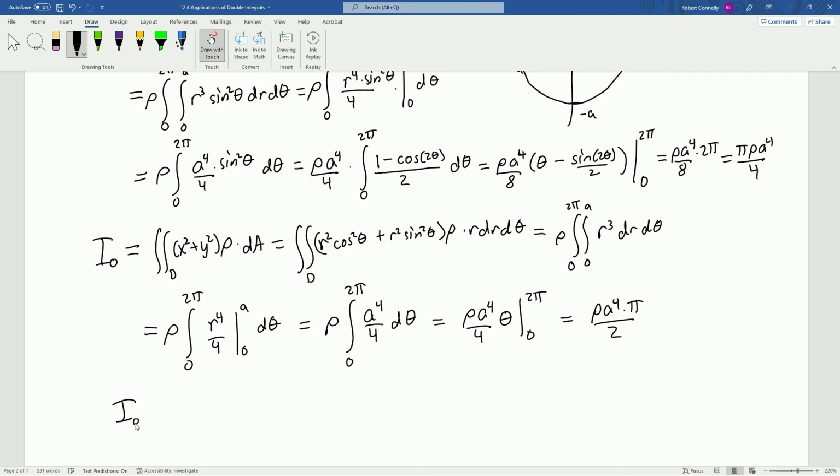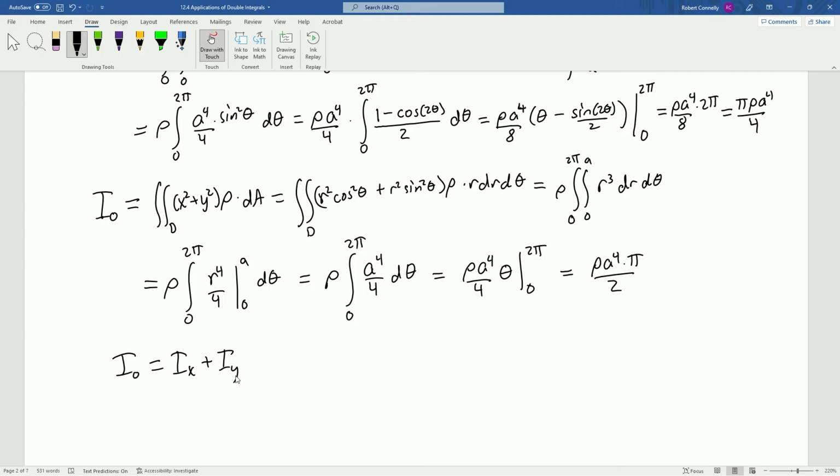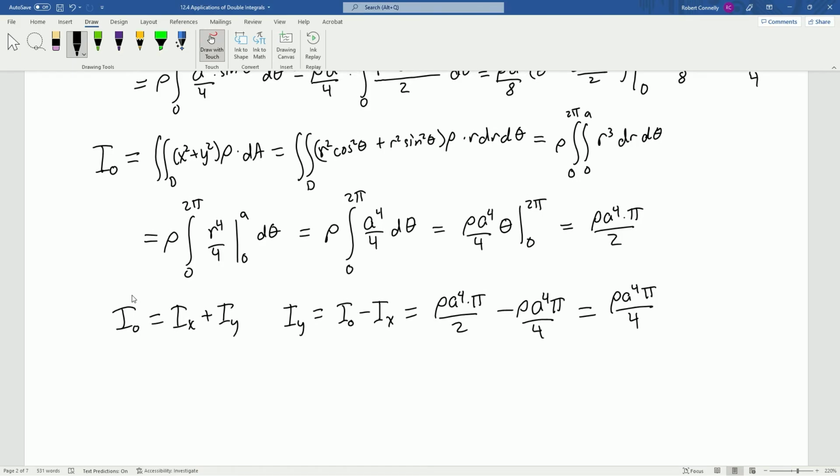Now notice that about the origin, this is equal to about each axis summed together. And I already have the moment of inertia about the x-axis. So I can find the moment of inertia about the y-axis by just noting that it is the difference of these two. Rho a to the 4th times pi over 2 minus rho a to the 4th times pi over 4, which leaves me with 1/4 of rho a to the 4th pi. All right, so that's it for this moment of inertia about the origin.